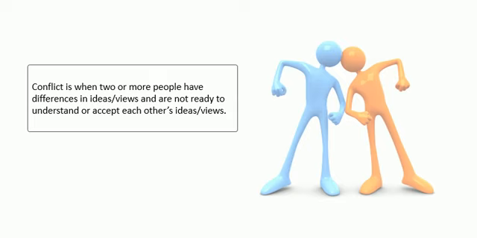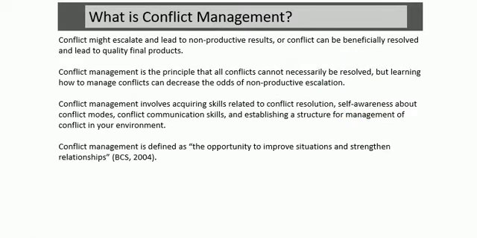So you need to manage conflicts, and you need to understand how you will act in a certain situation, and how this conflict can generate further conflicts, or how you can lower this conflict. So basically, when we talk about managing conflict, it is called conflict management. Conflict management is basically about the fact that conflicts are not necessarily resolved, but learning how to manage conflicts can decrease the occurrence of those conflicts and can help us to reduce the escalation.